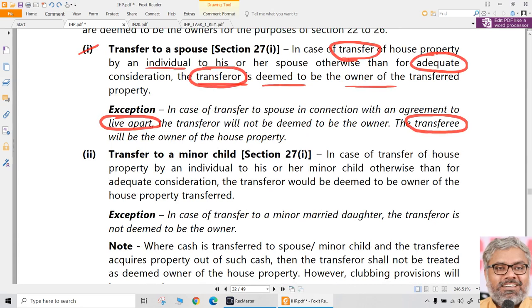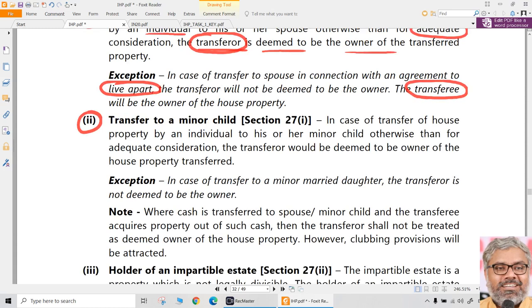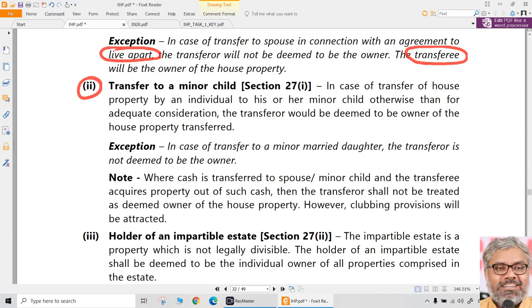That's it. The same logic applies to the second case, where the transfer happens to a minor child. Then also, once again, why is somebody transferring property to the minor child? Just to divert the income, that's all, to avoid tax. And if any property is transferred to the minor child, once again the same, otherwise than for adequate consideration, then the transferor shall be deemed to be the owner of the property transferred. That's it. And there is an exception here also. This is an exception you have to remember, important even in the case of clubbing.